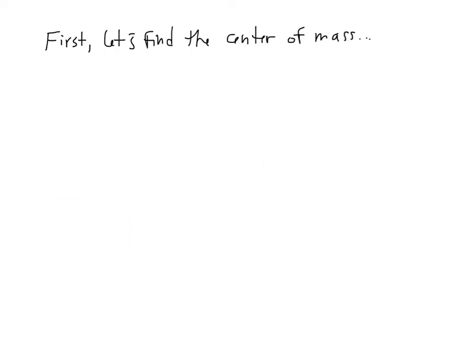So the first thing we want to do is find the center of mass for some simple system. So let's find the center of mass of this rod with three masses on it. Essentially the center of mass is some kind of average position. It's the place where if you held onto the object, it would balance.